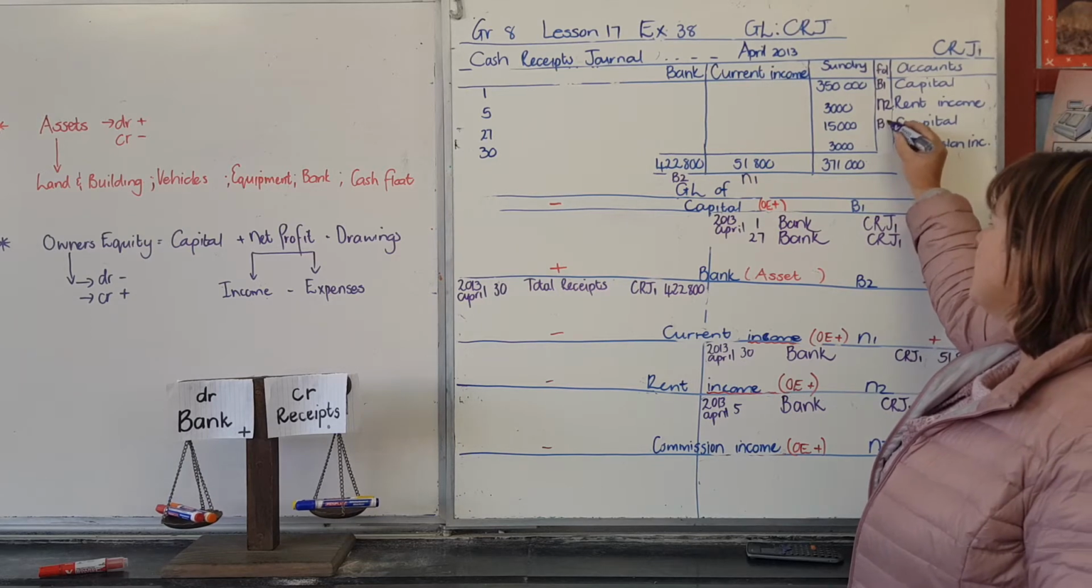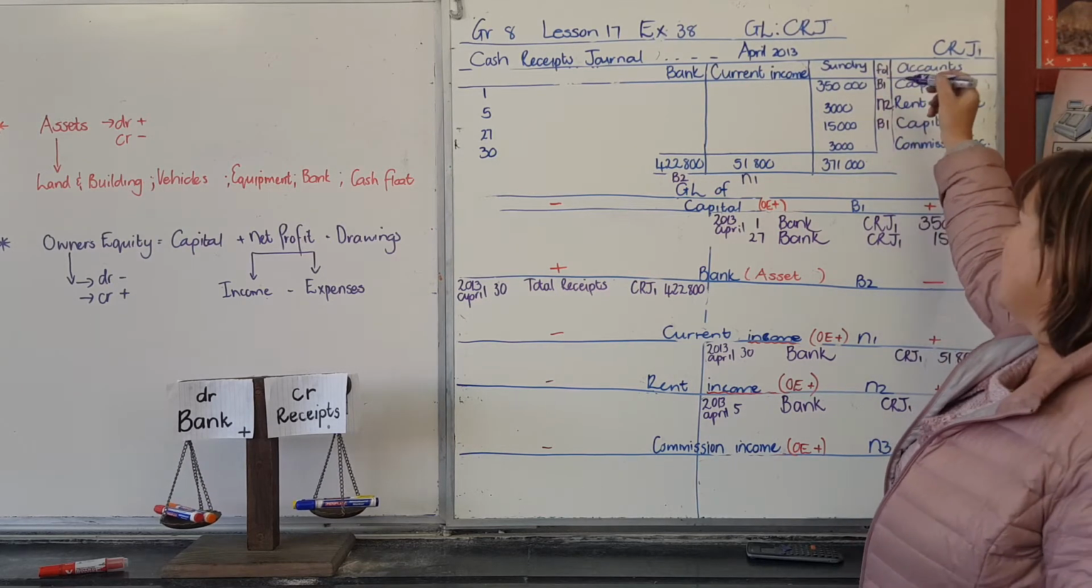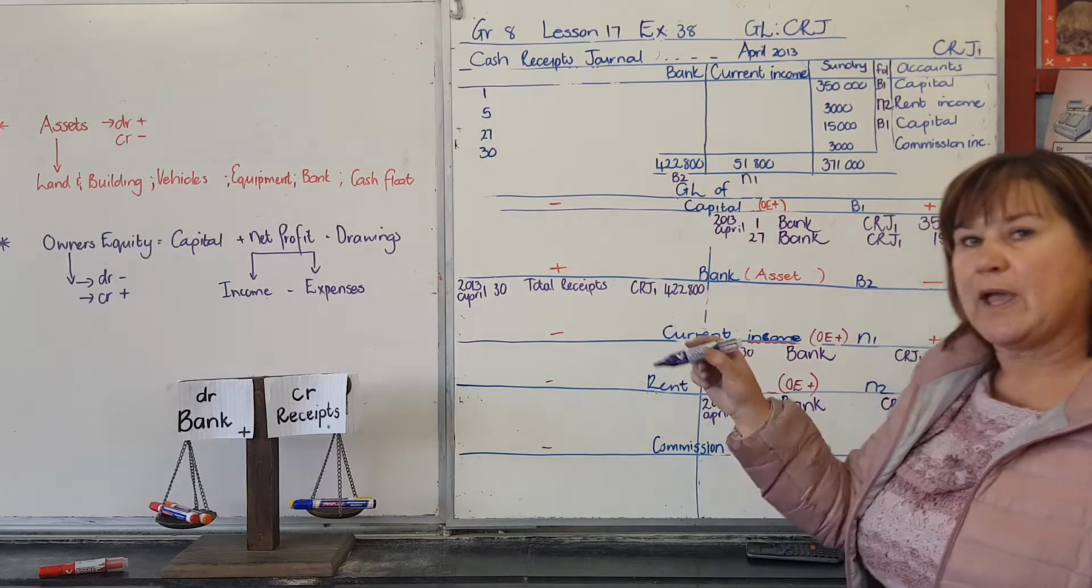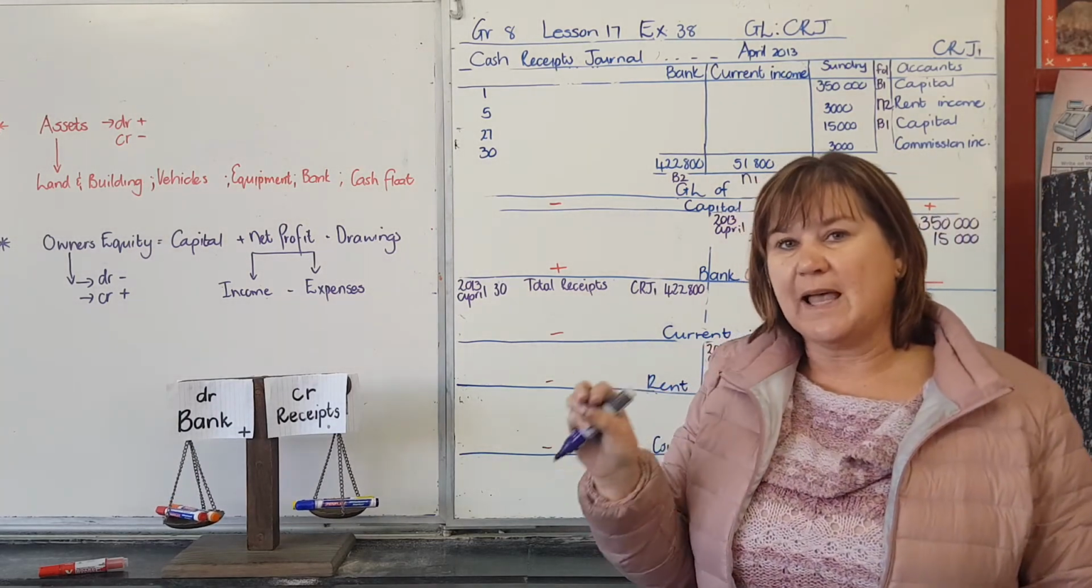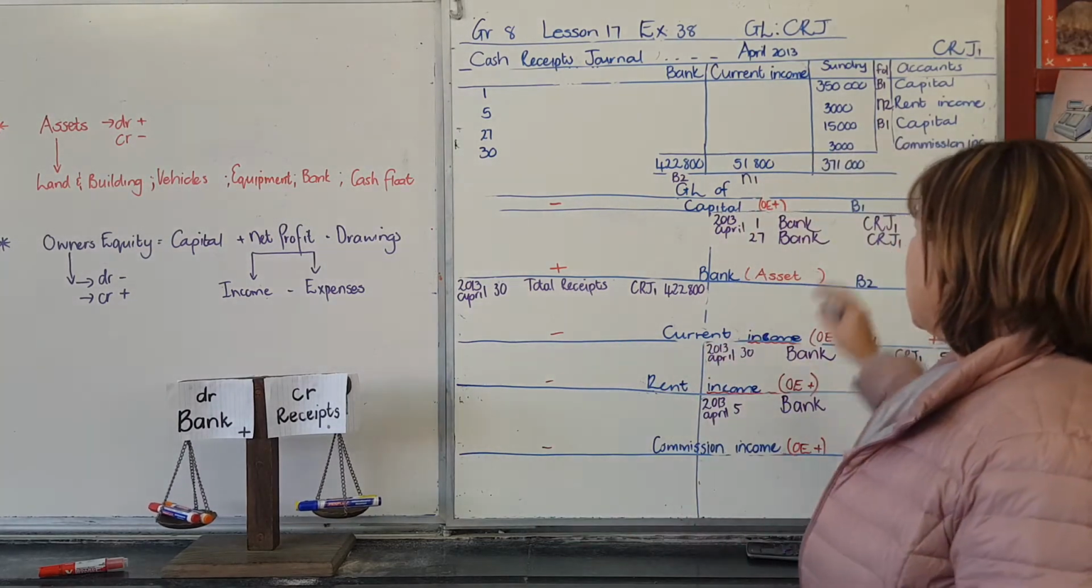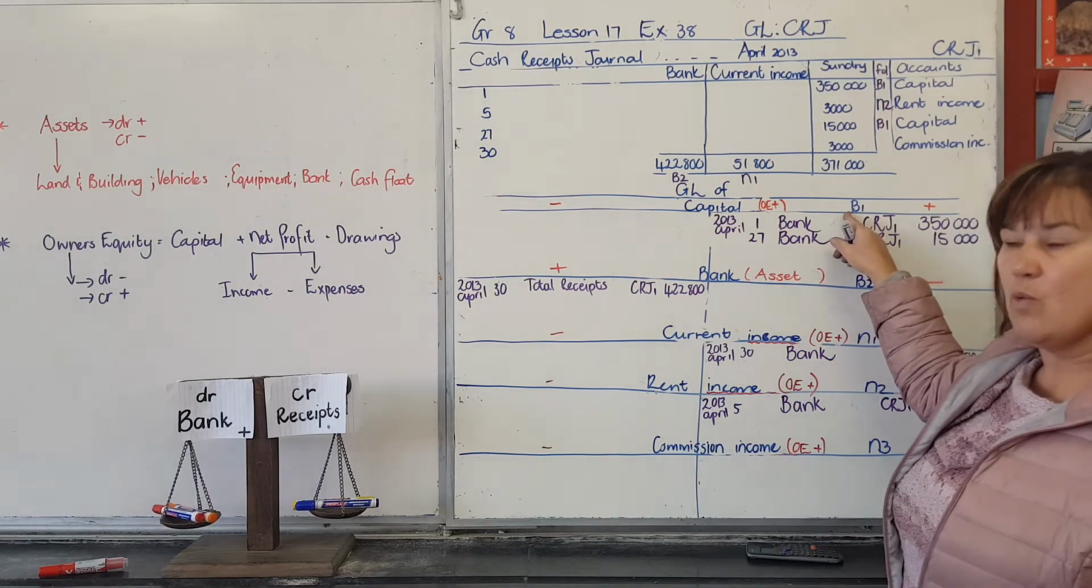Alright, so what's your folio number for capital? B1. Please, boys and girls, you can't tell me that one is B1 and that one's B2. Your capital account will stay the same number. So that's going to be capital balance sheet number 1.